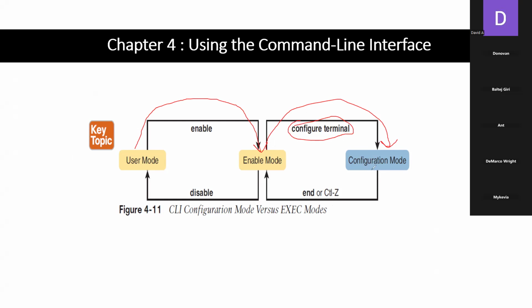And to exit configuration mode, you put in the word end, or Control Z, or exit. That works as well. That brings us to privilege exec mode. If we want to go all the way back down to user mode, we can type the word disable or type the word exit. That will bring us from privilege exec to user mode. Okay, so let's go a little bit deeper and talk about this.